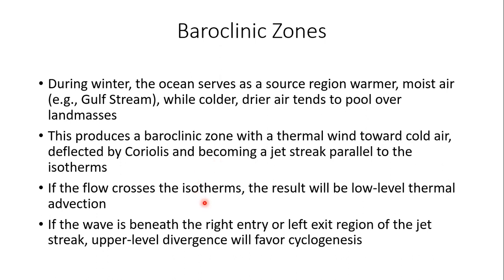If the flow crosses isotherms, by the way, lines of equal temperature, the result will be low-level thermal advection. That is that baroclinic term I described in the previous slide. And if you get a wave to develop beneath the right entry or left exit region of the jet streak, another way to say this is the left front and the right rear quadrants of that jet streak, upper level divergence will occur in those quadrants, and that's going to further remove mass aloft and favor the development of low pressure at the surface or intensify the existing low pressure area.